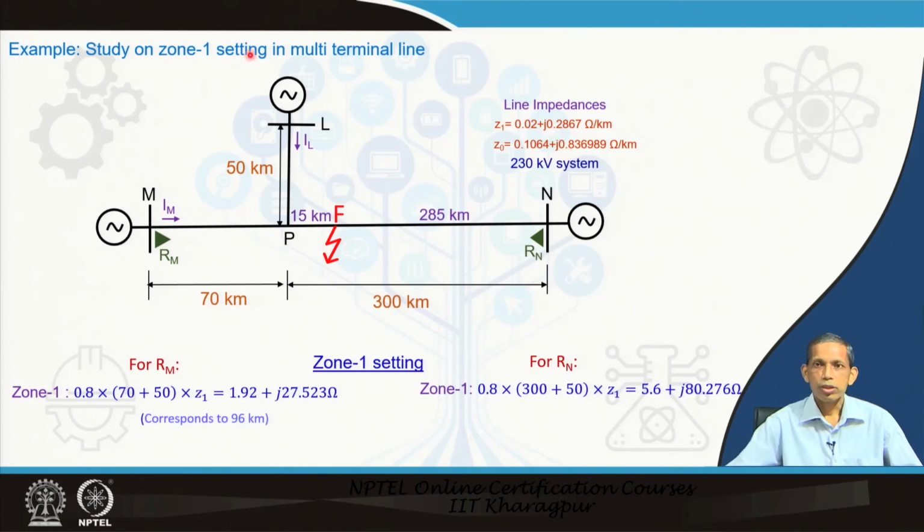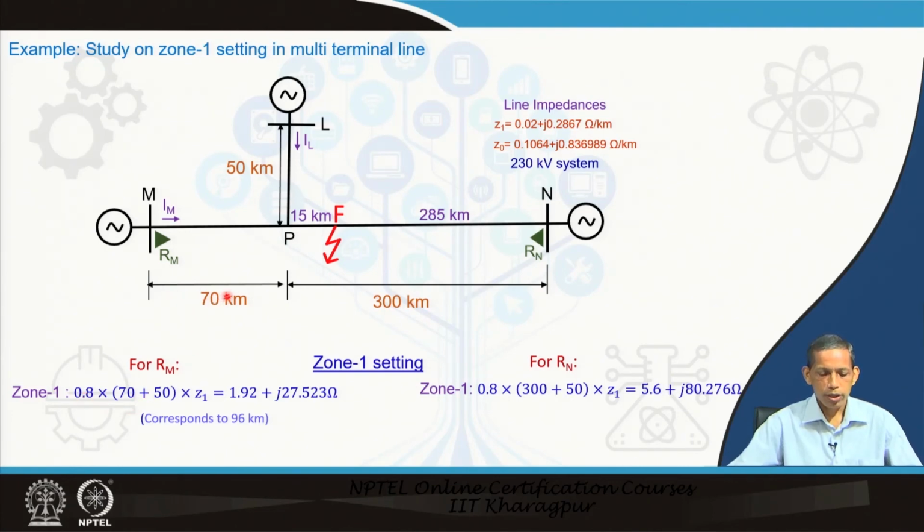Now, we will see how the zone 1 setting will be there and then we will assess how good is the zone 1 setting. So, the zone 1 setting for that, as we have seen in the guidelines and simple calculations earlier, for RM relay the zone 1 setting will be 80%, we have considered.